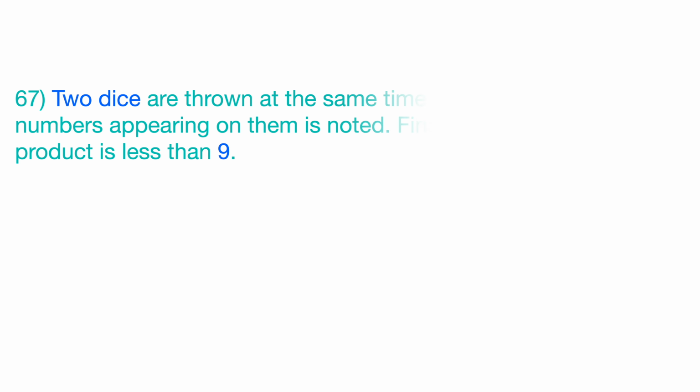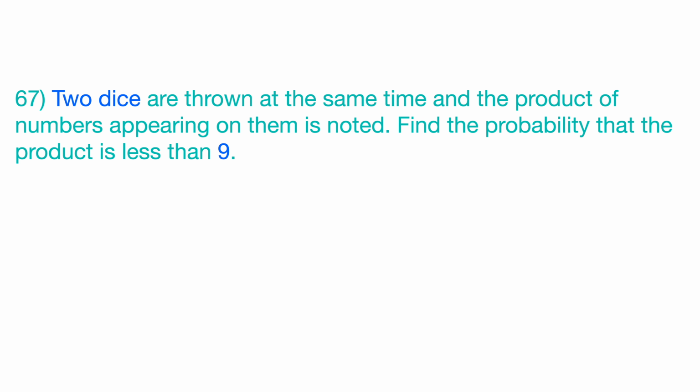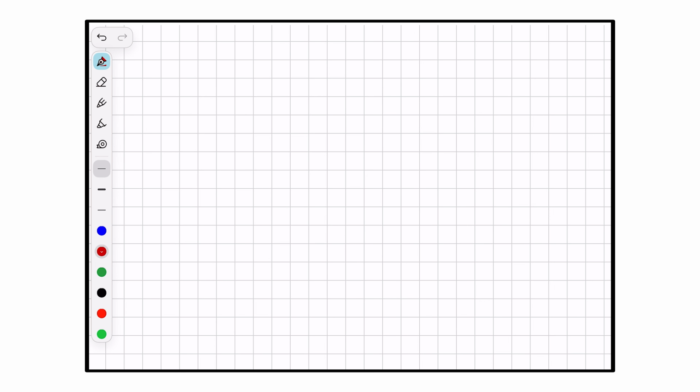2 dice are thrown at the same time and the product of the numbers appearing on them is noted. Find the probability that the product is less than 9. So what we have to do is that we have to find the probability of the product is less than 9.